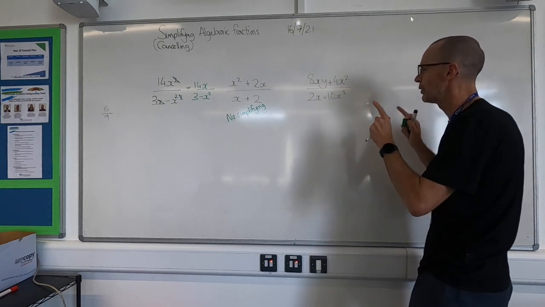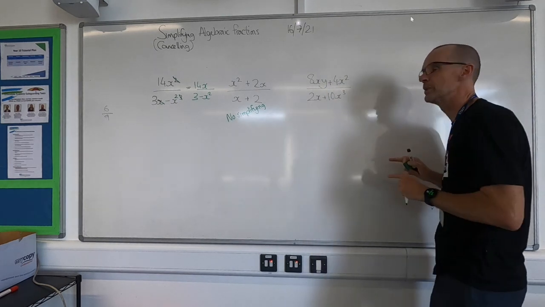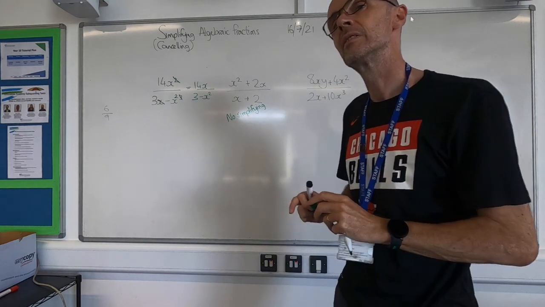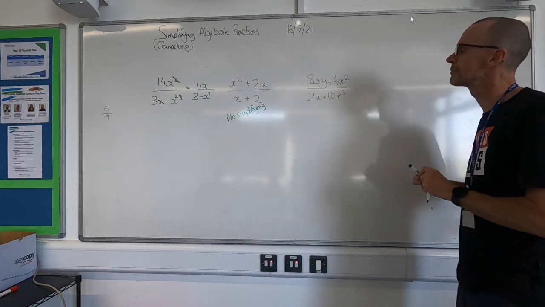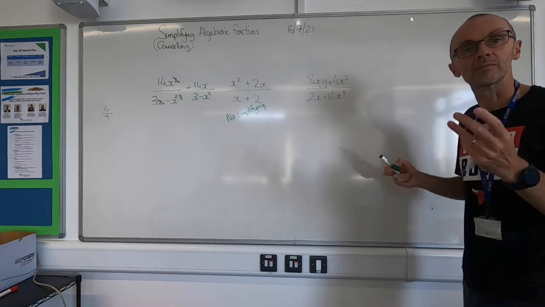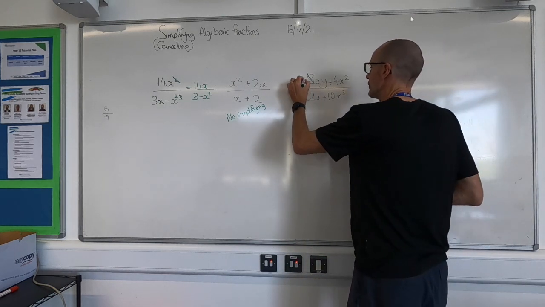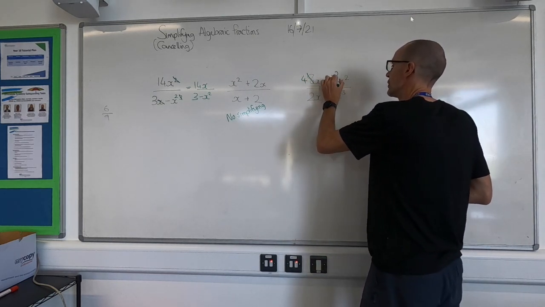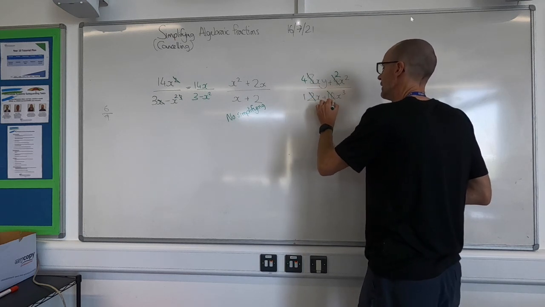Zach, sorry. What about this last one? Talk about numbers first. So they're all in the 2 times table. So I'm going to divide them all by 2. Right, so I've got a 4, 2, 1 and 5.